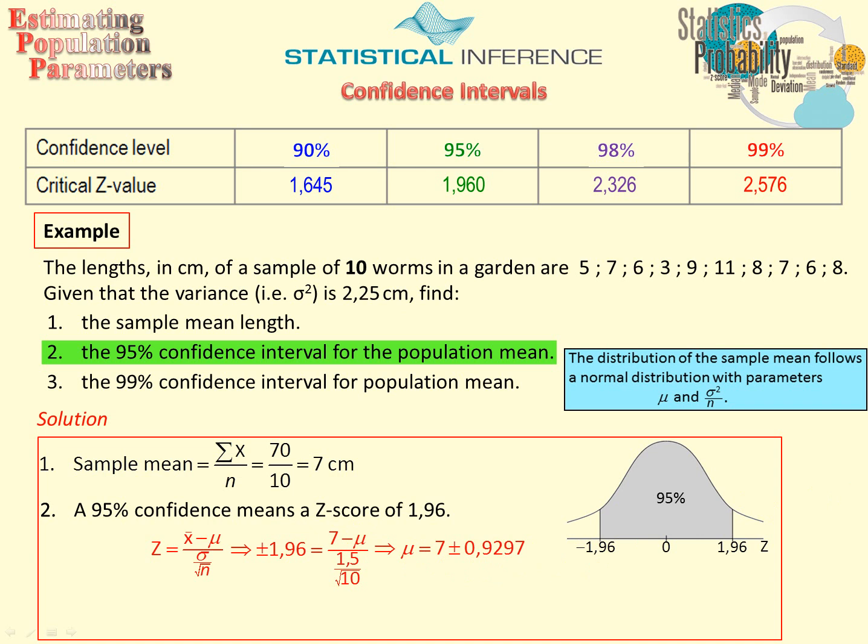What conclusion have we made? We have said that based on this mean, and knowing the variance of the population of earthworms, there is a 95% probability that the mean of the population falls somewhere between 7 plus and 7 minus. So 95% probability that the mean of the earthworm length falls between those two values.